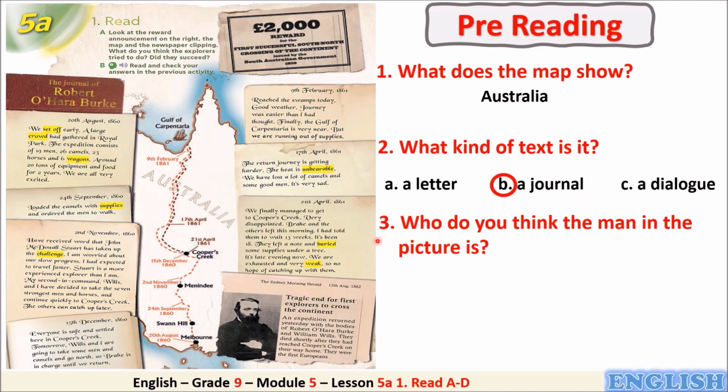3. Who do you think the man in the picture is? Here, in this picture. Excellent, my students. He's Robert O'Hara Burke.